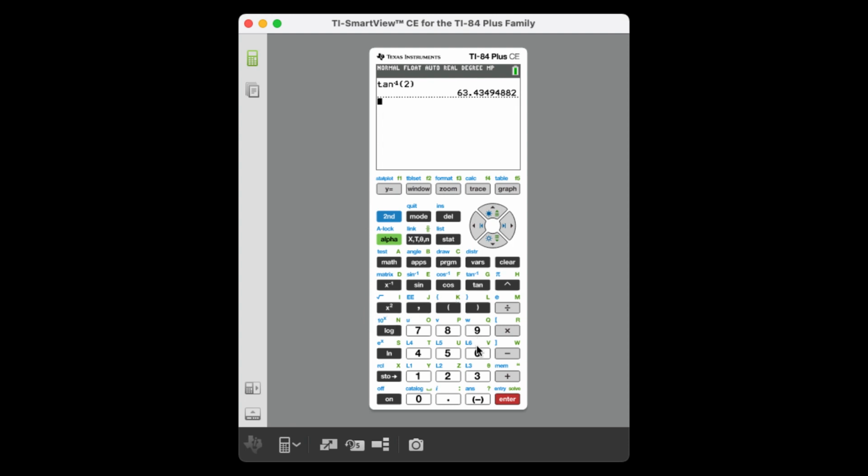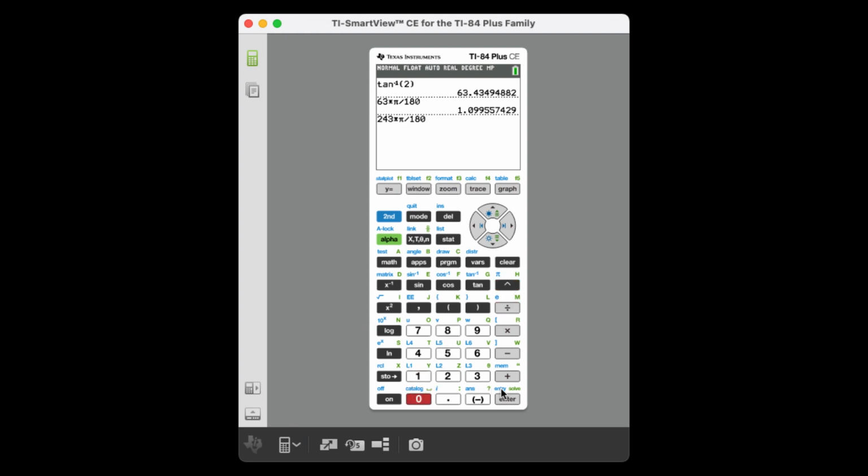So take that 63 times pi divided by 180. That's about 1.10. Let's go to the nearest hundredths. 1.10. Convert the other angle, 243, times pi divided by 180.